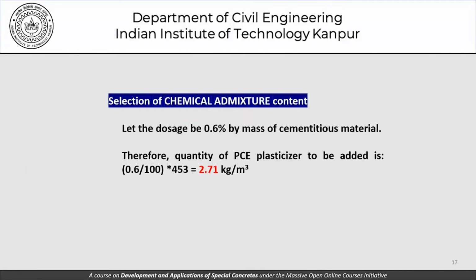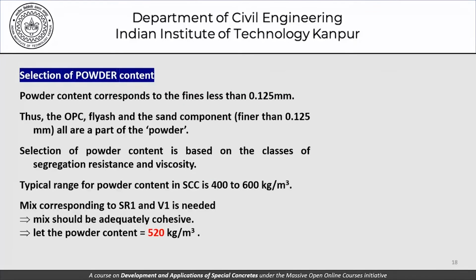Now coming to the selection of chemical admixture content. So let the dosage be 0.6% by mass of cementitious materials. That's something which has to be prescribed and told to us by the manufacturer, and we need to verify it at site using the material that we are actually going to use as far as the construction is concerned. So therefore the quantity of the PCE plasticizer will be 0.6% of 453, which is 2.71 kgs a cubic meter. So once we have this value, we go to powder content.